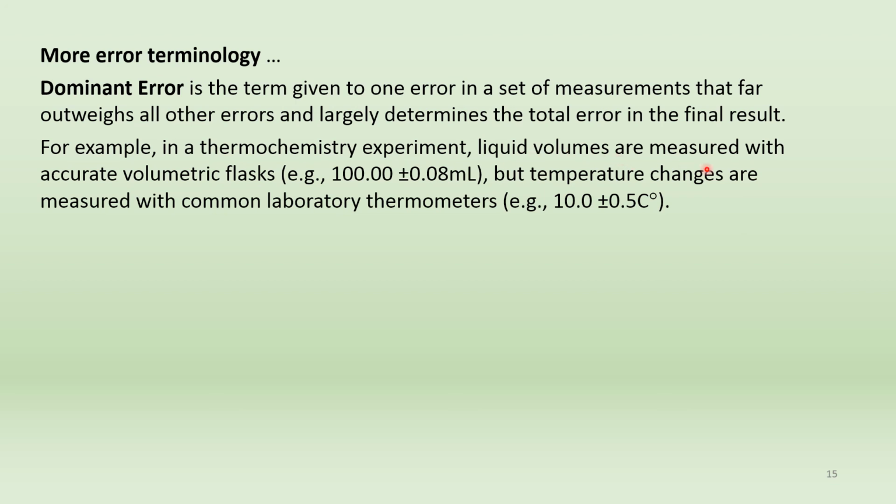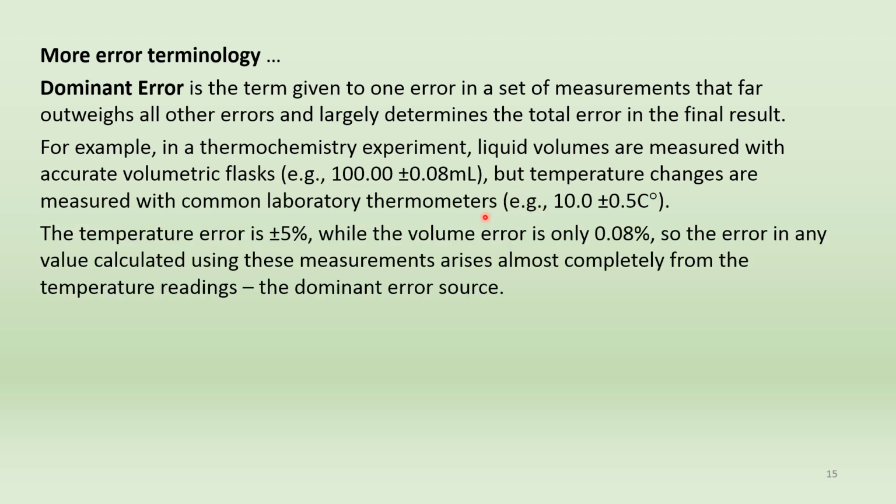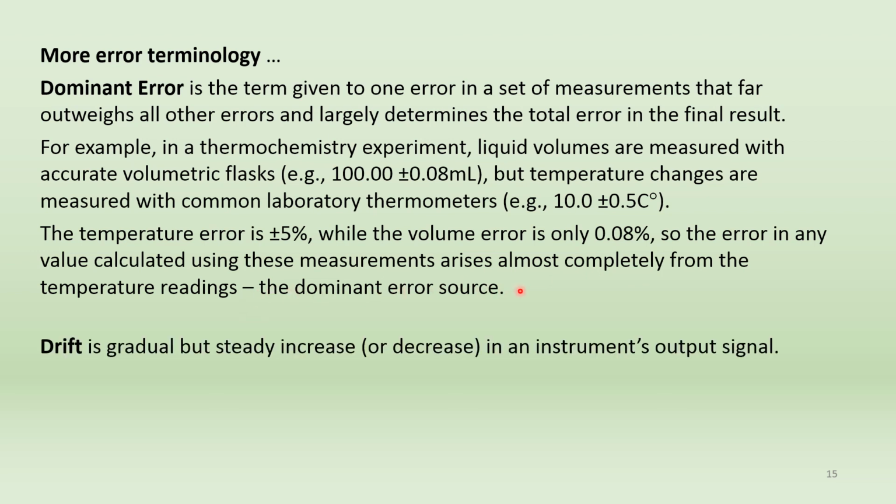But temperature changes are measured with a common laboratory thermometer. For example, you might measure a 10.0 Celsius degree change plus or minus 0.5. That's a 5% error. So the temperature error is plus or minus 5%, the volume error is only 0.08%. So the error in any value calculated from these measurements will arise almost completely from the temperature readings, and therefore they would be the dominant source of error.